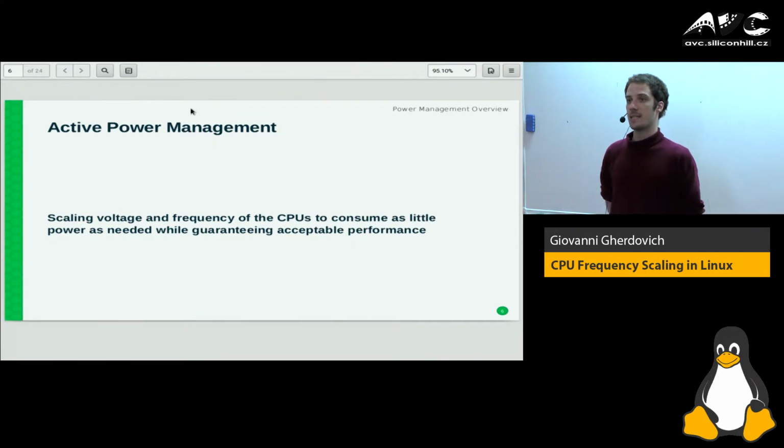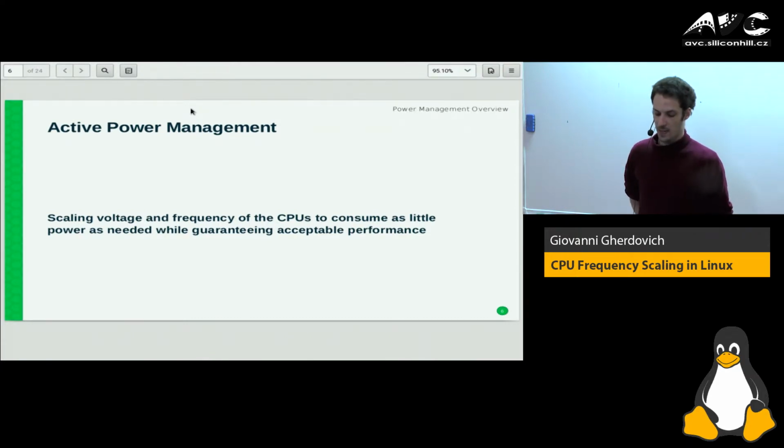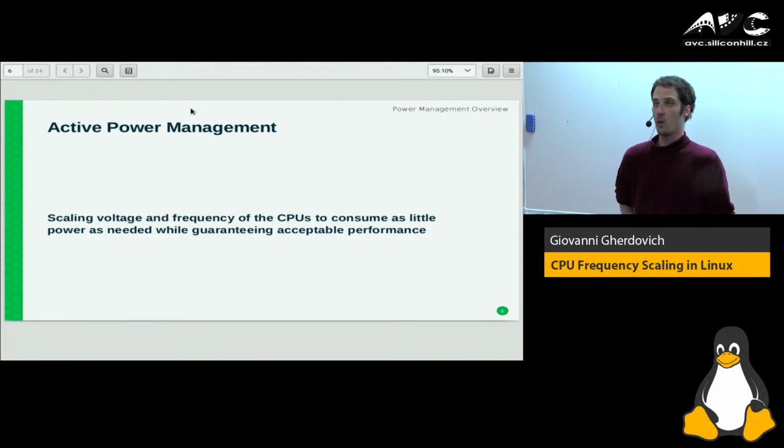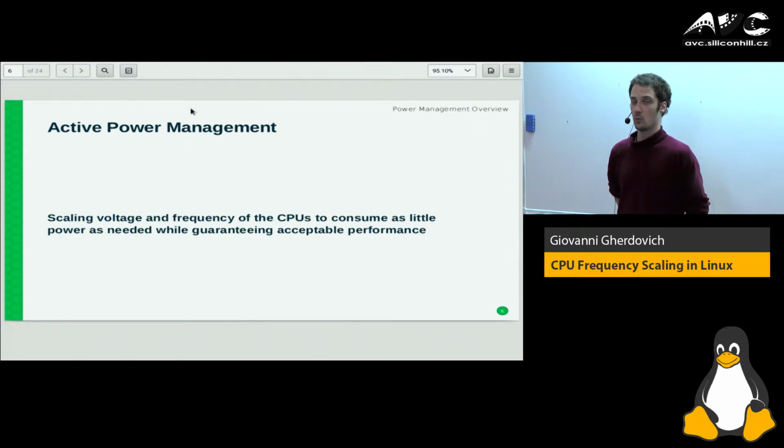The last part of this statement is necessary, obviously, because if you remove it, using as little power as needed, you can just shut down your computer. But this is not what we're talking about now. We want to run a useful workload and try to save some energy while doing that.